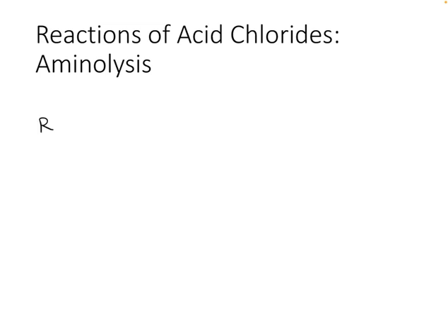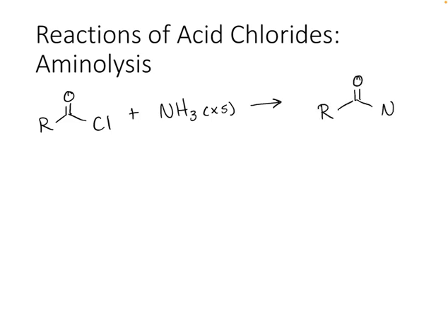So let's again start with our acid chloride, and this time we're going to add ammonia, and we're going to add that in excess. So when we do that, the nitrogen is going to replace the chlorine on our acid halide, and we end up with an amide. So this would be a primary amide.